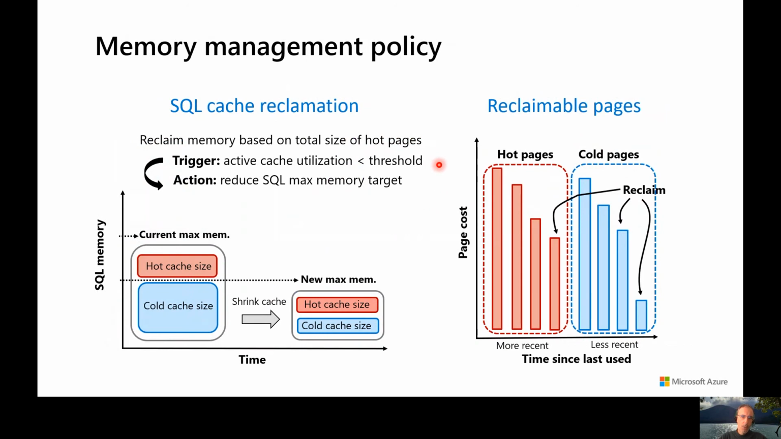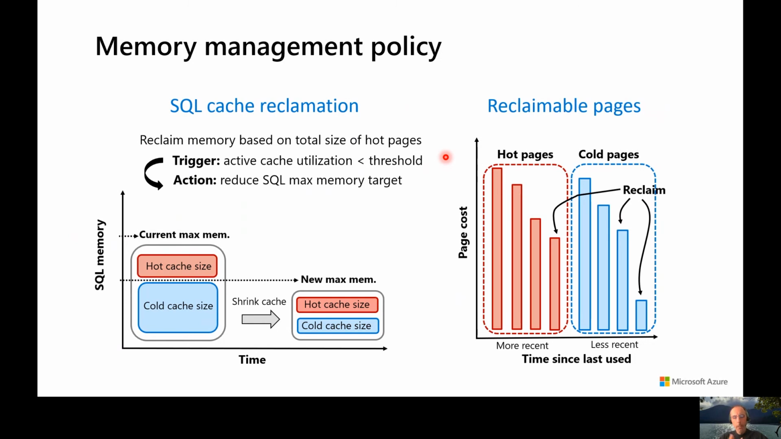So how does cache reclamation work in serverless? Essentially, we earmark every entry in cache as either being hot or cold. So it's earmarked as hot if it was recently accessed, and earmarked as cold if it was less recently accessed.